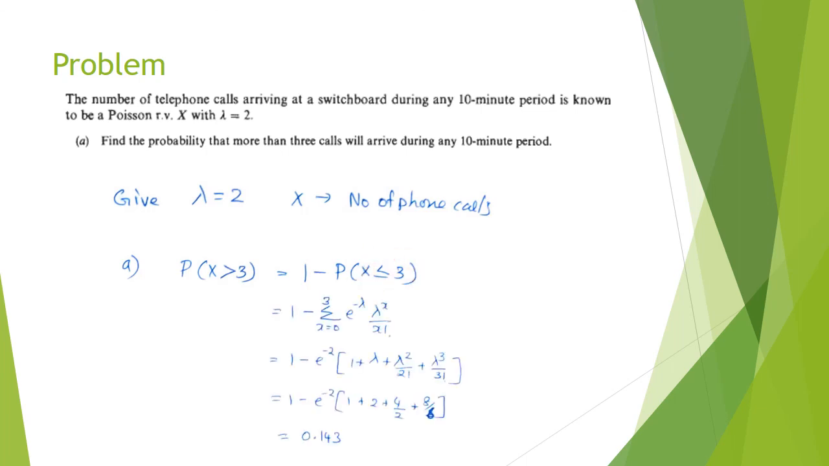Now that will be 1 minus the summation from x equal to 0 to 3 of the expression. Substitute lambda is equal to 2 and expand the summation from 0 to 3. It will be 1 plus 2 plus 4 by 2 plus 8 by 6, multiply with e raised to minus 2 and subtract from 1, and you will get the value 0.1143.